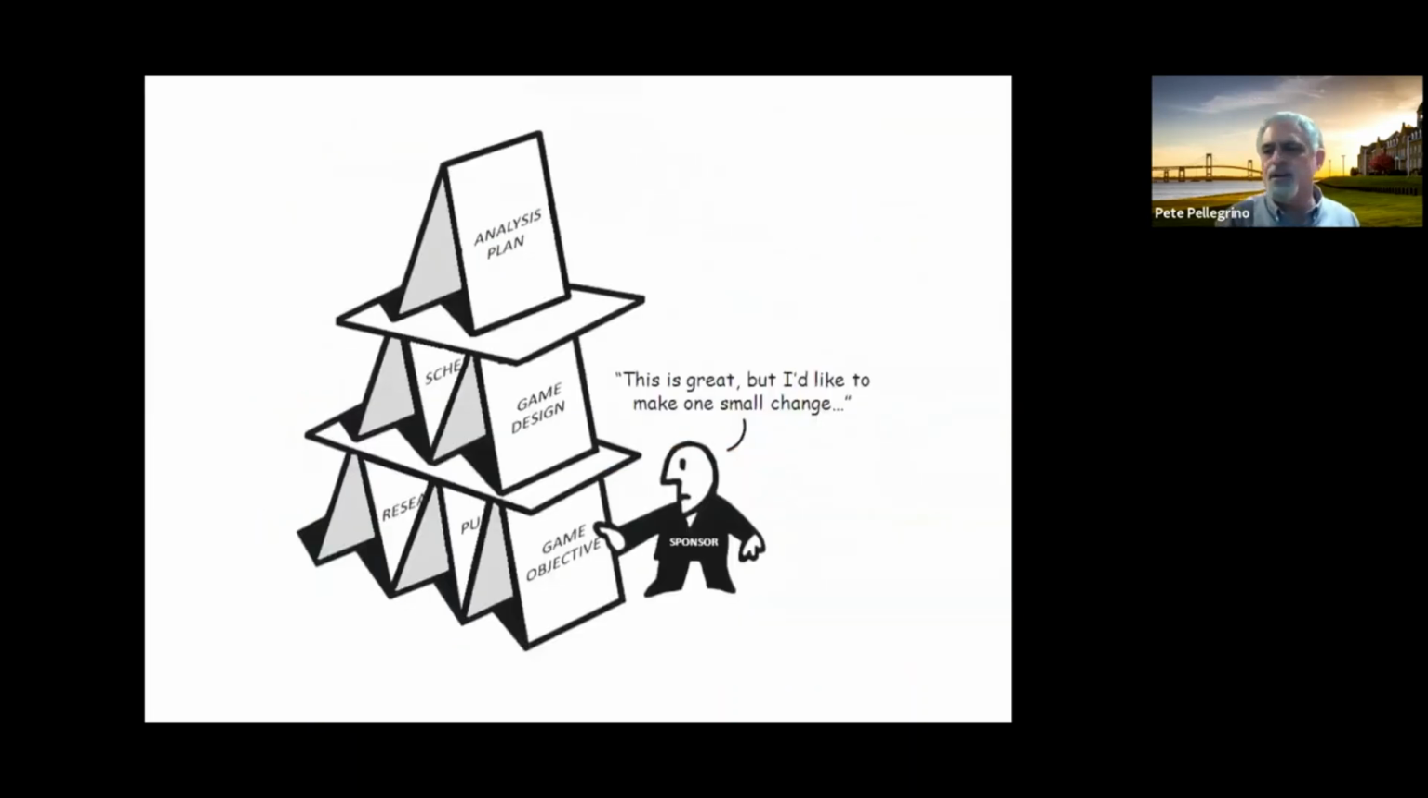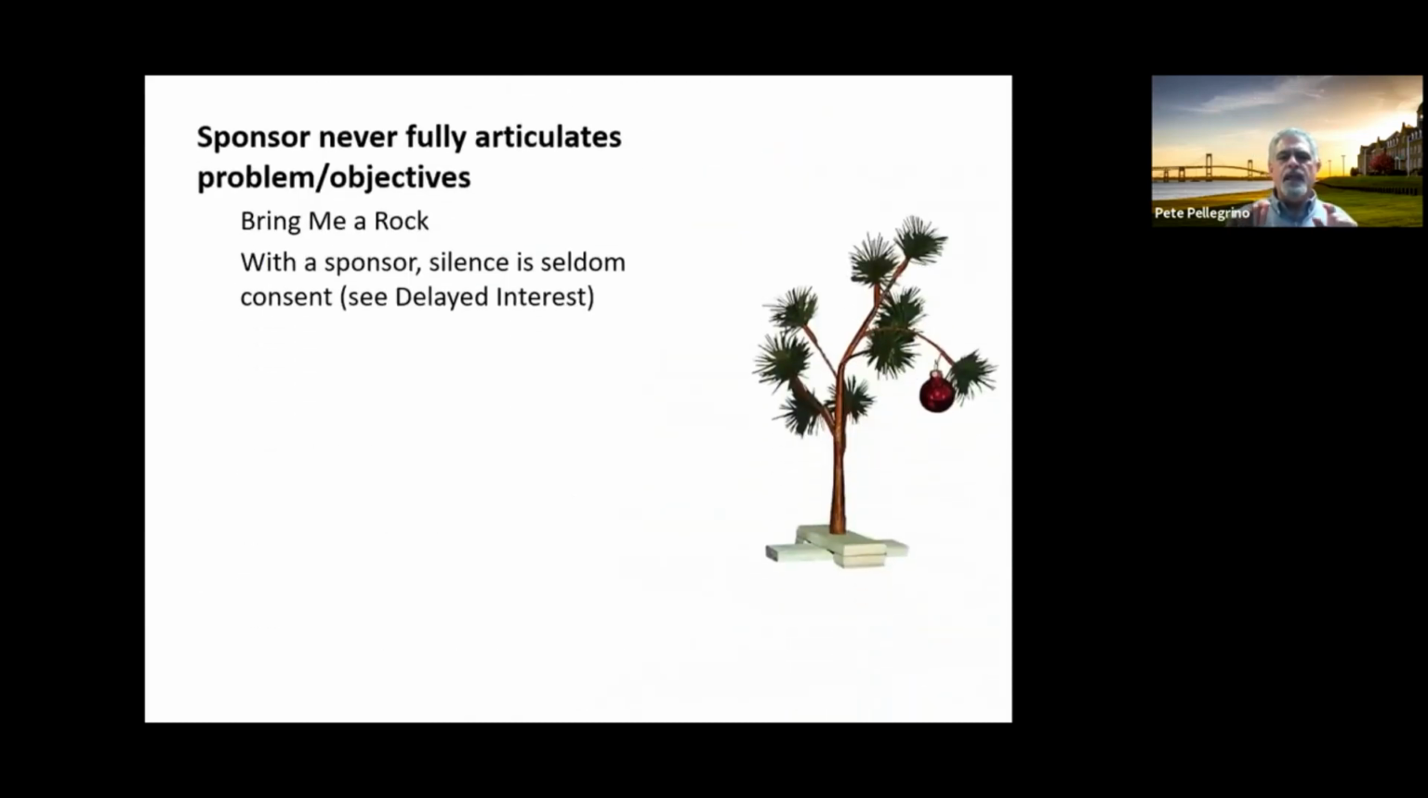So let's talk about some things that the sponsor is going to do that are going to cause you heartache and pain in the process of trying to run a game. The first one has to do with the objective. They never really give you the objective. It becomes this "bring me a rock" drill, which is, again, I don't know what rock I want, but the rock you brought isn't the one I want. So go off and bring me some more rocks.